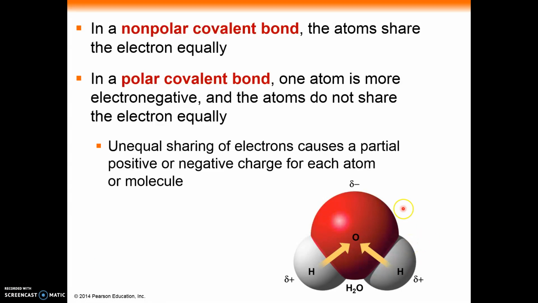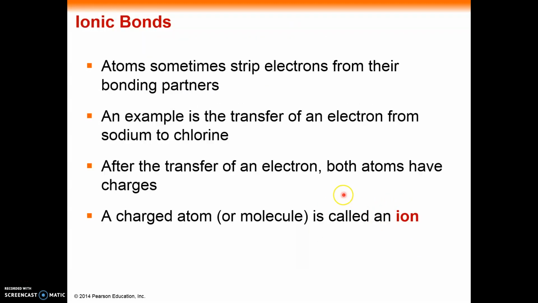So let's move on now to the second, which is ionic bonds. And this is a scenario where instead of sharing the electrons, one atom can strip the electrons off of the other atom. So one atom gains an electron, one atom loses an electron. A perfect example of this is sodium and chloride, which produces salt.